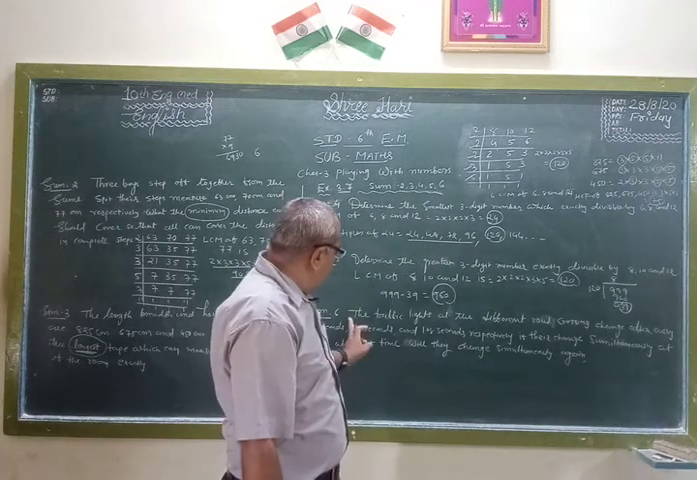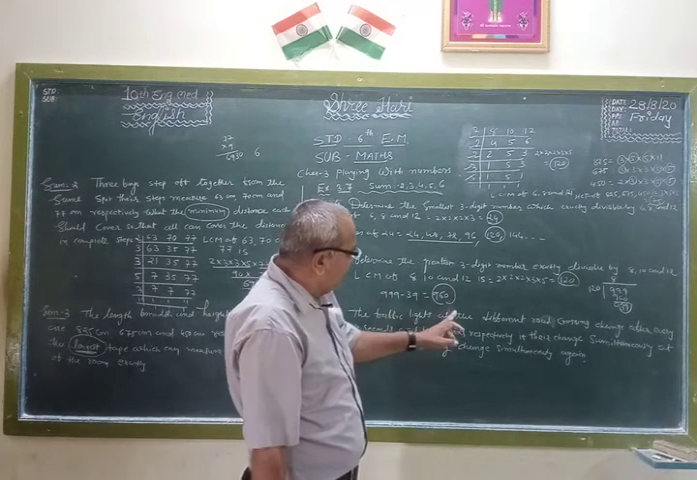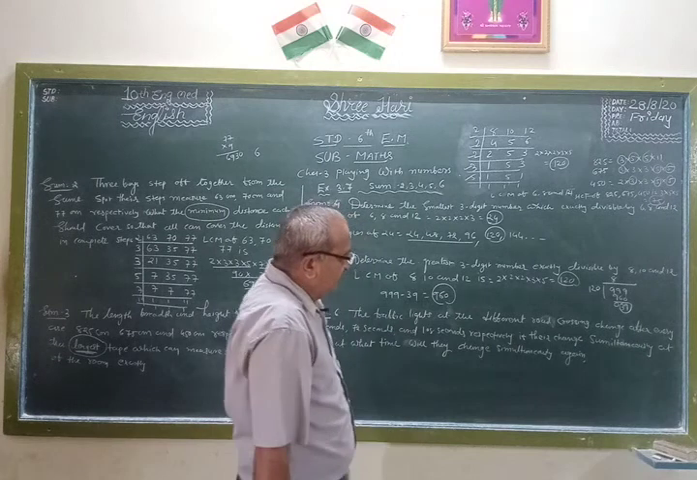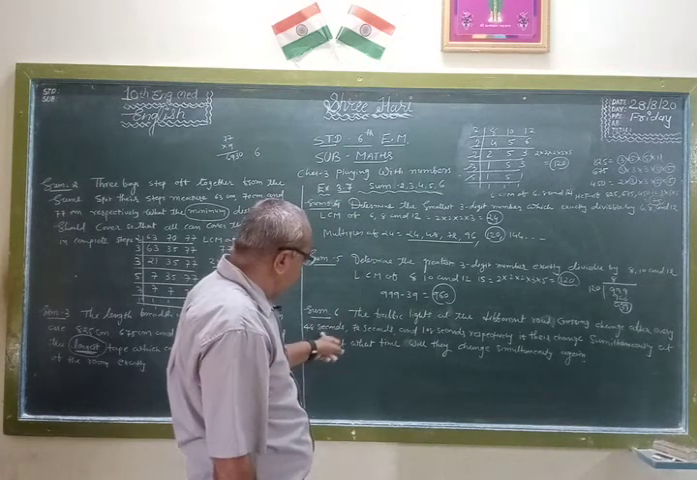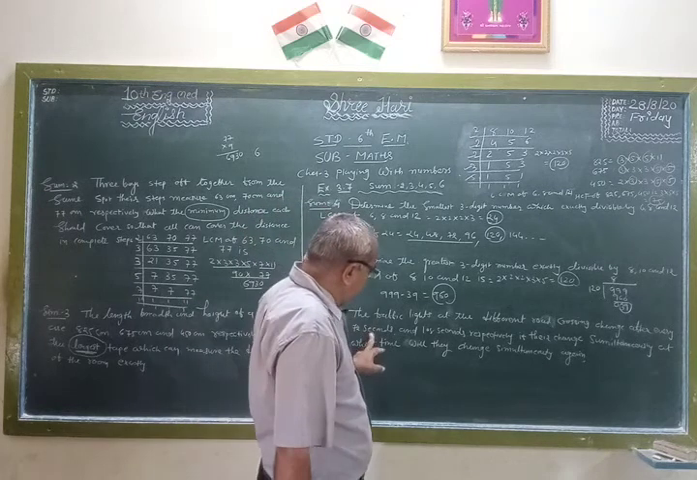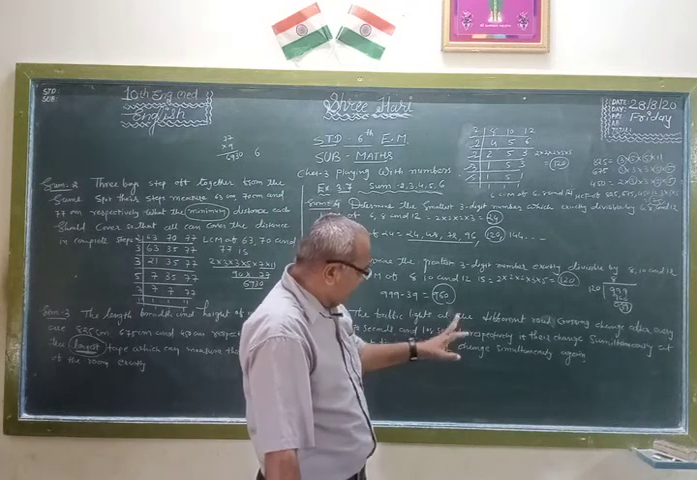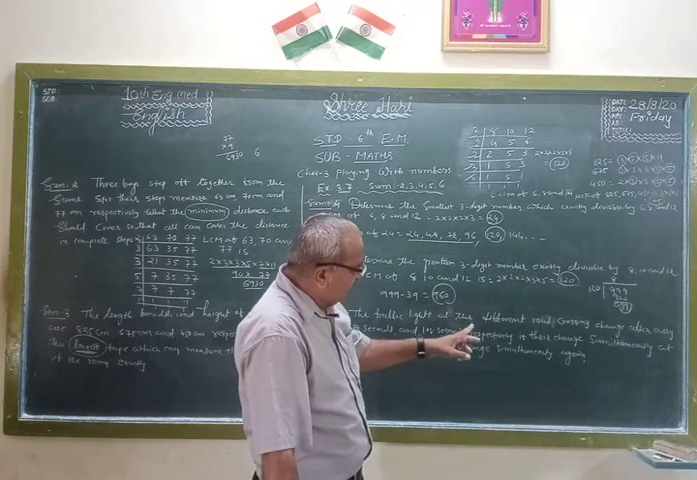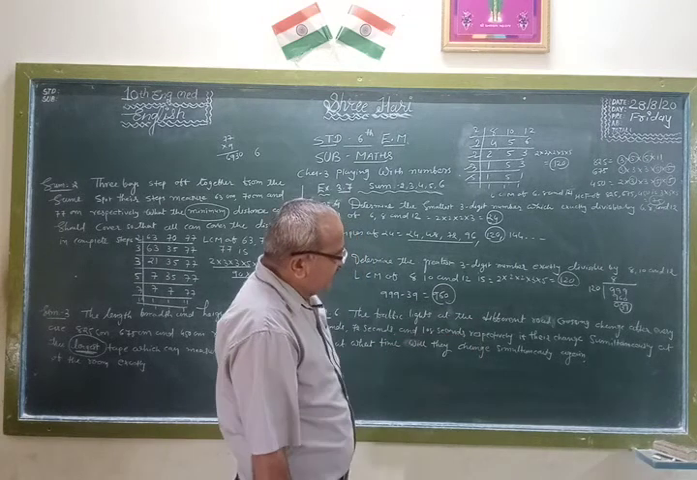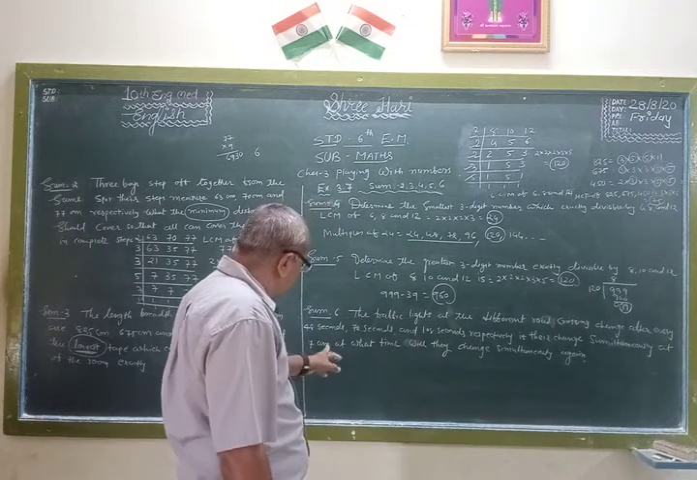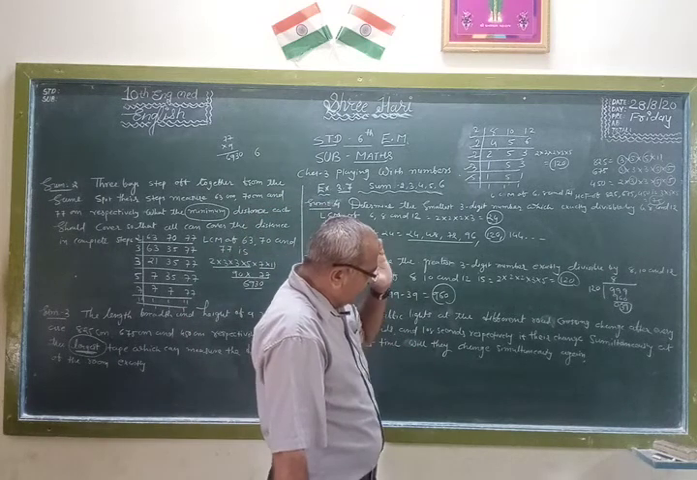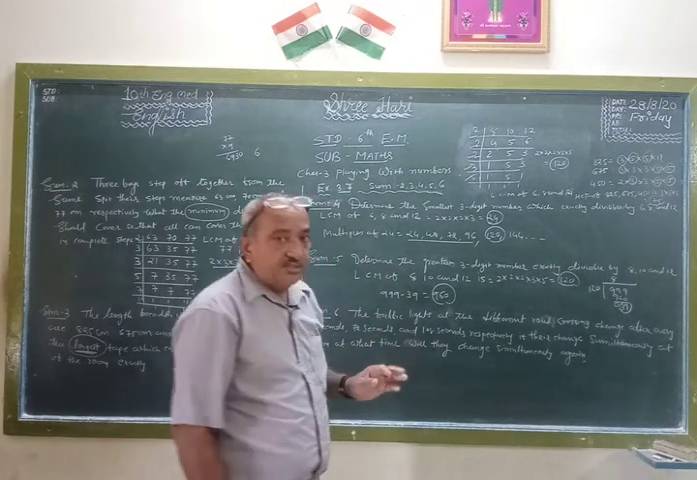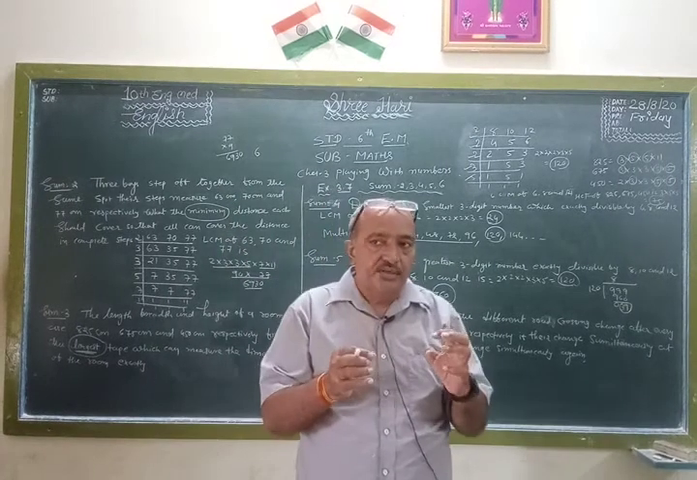Now, sum number 6. The traffic lights at the different road crossings change after exactly 48 seconds, 72 seconds and 108 seconds respectively. If they change simultaneously at 7 am, at what time will they change simultaneously again? Simultaneously means together.